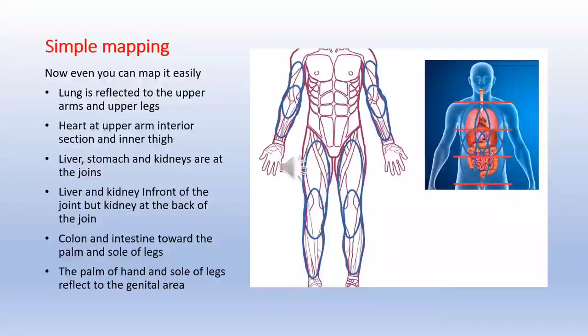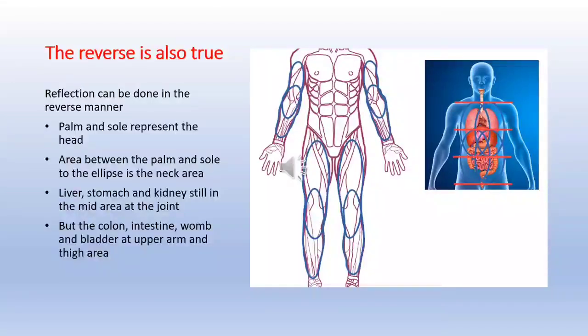Then the palms of the hand and the sole of the leg are also reflected to the genital area. That's why, when you study reflexology, you study the sole of the legs, which reflects to the lower abdomen and the genital area of the body. And this is the reason that, when it comes to reflexology, sometimes the reverse is also true. For example, the palm and sole can be the genital area, but they can also represent the head, so the area between the palm and sole to the ellipse can represent the neck area.